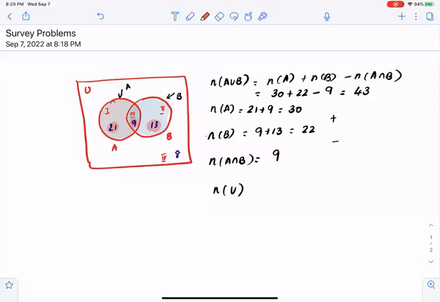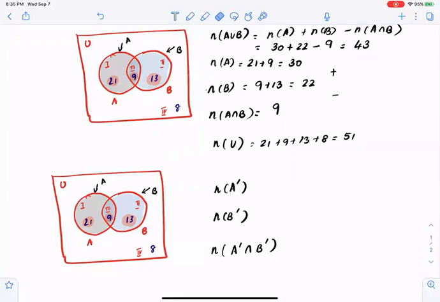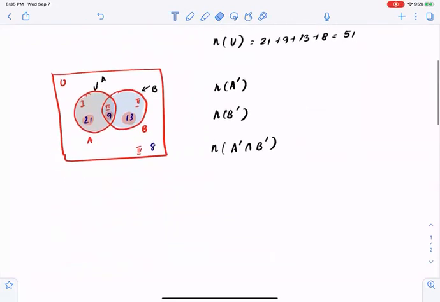Well, the cardinality of U is the sum of counts, sum of all the counts that we have. So in this case, it would simply be 21 plus 9 plus 13 plus 8. So we have 51. So we want to find the cardinality of A complement, B complement, A complement intersect B complement. A case like this, it's best if you can draw it out.